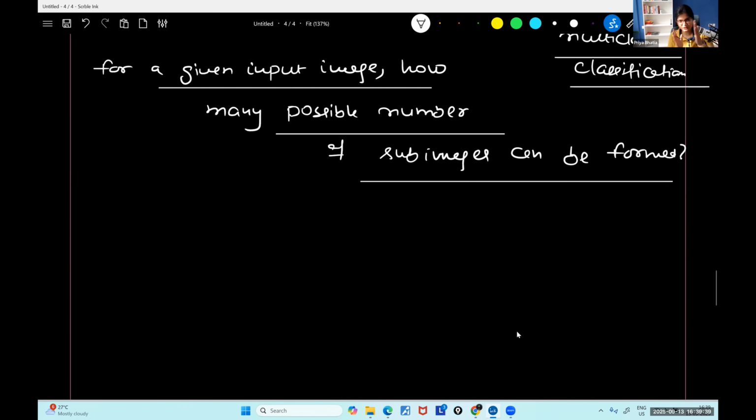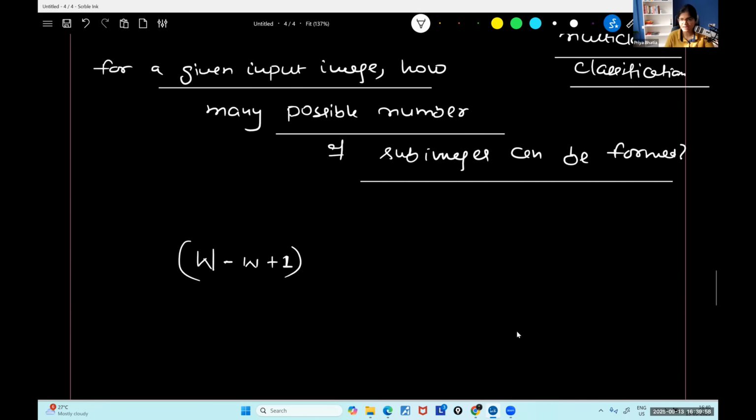First of all, evaluate width wise how many possibilities are there. Then evaluate height wise how many possibilities are there. I hope everybody knows the mathematical formula to evaluate the range. It is capital W minus small w plus 1. This is how we evaluate the range.